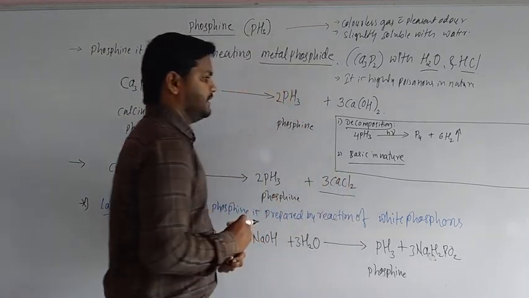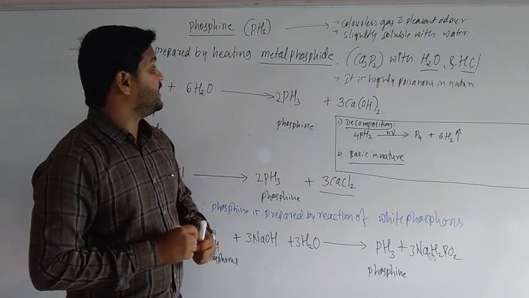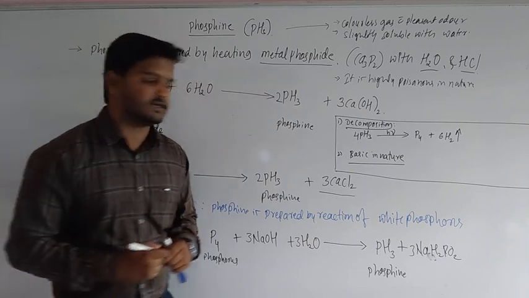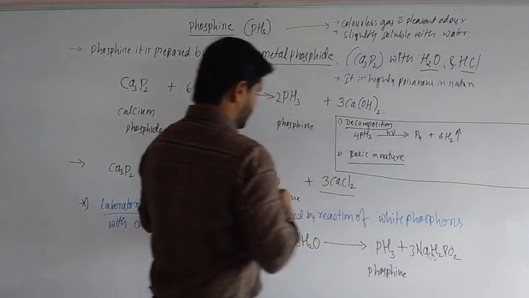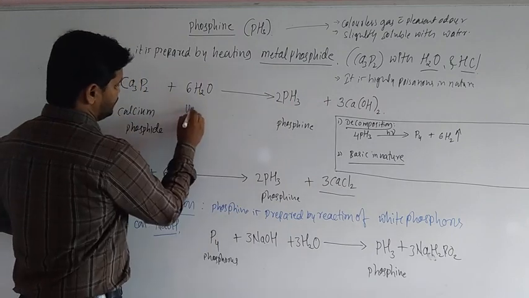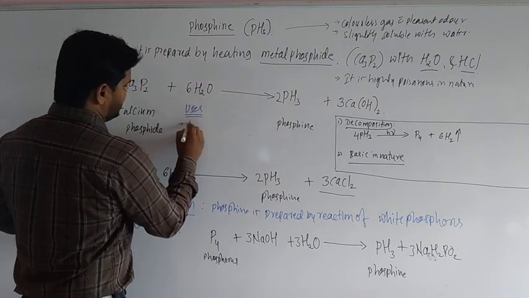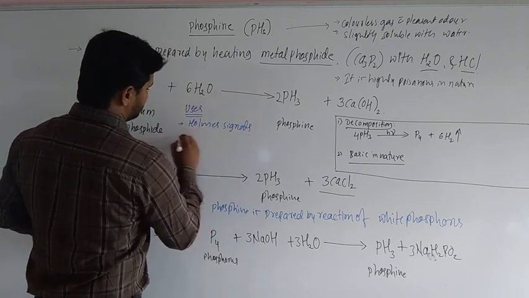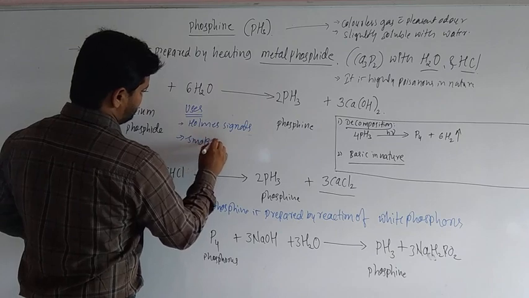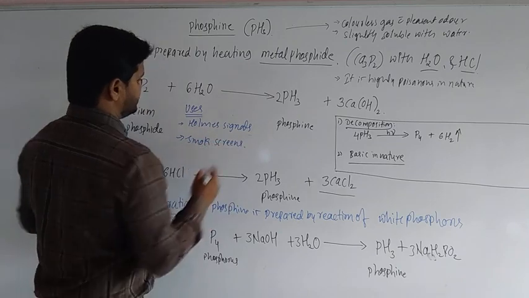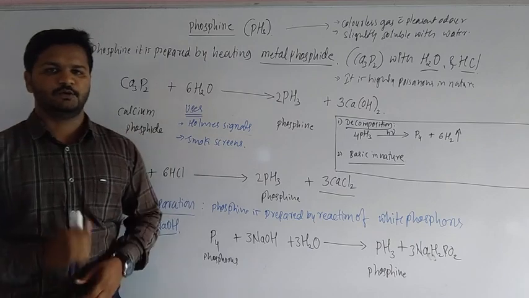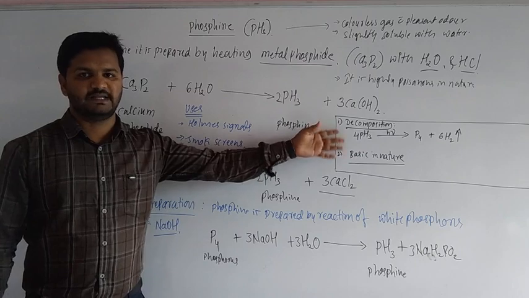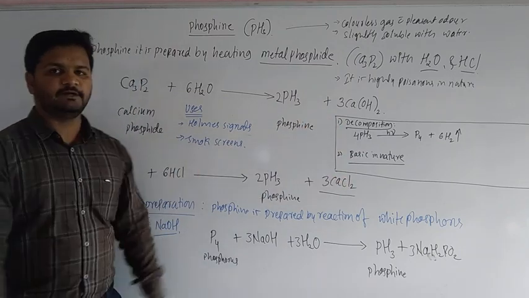And next, uses. Phosphine is used in Holmes signals and smoke screens. So this is about the preparation and properties of phosphine, and there are simple properties like decomposition, basic nature, and uses. Thank you.